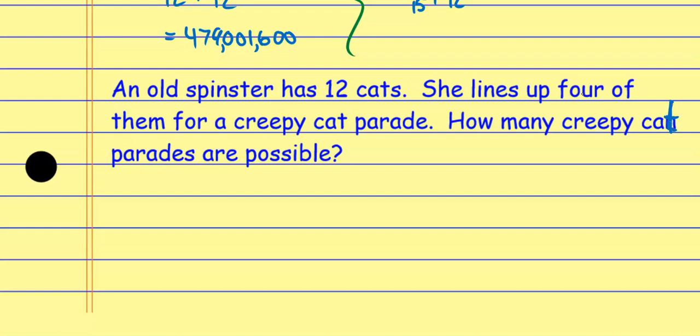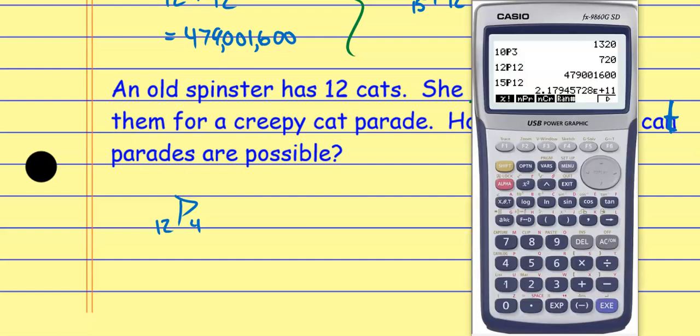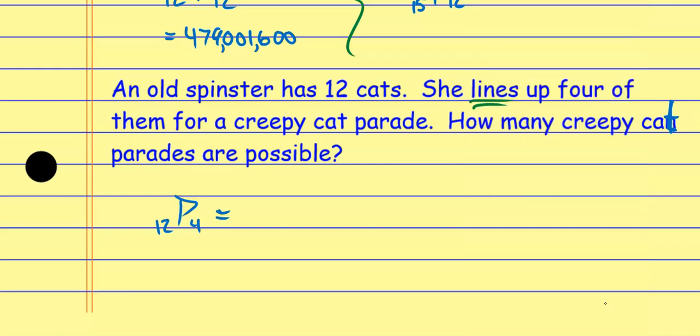And so again, think about the situation. We're lining things up, so we want to know the different arrangements. Anytime you're getting in line, being first in line is definitely different than being last in line. Changing the order changes the lineup. It changes the possibilities, okay? And so for this one, it's the permutation. There are 12 total cats, but only 4 of them are being chosen to line up in this parade, so it's 12 choose 4. So here it is, 12 permutation 4, and it looks like 11,880.